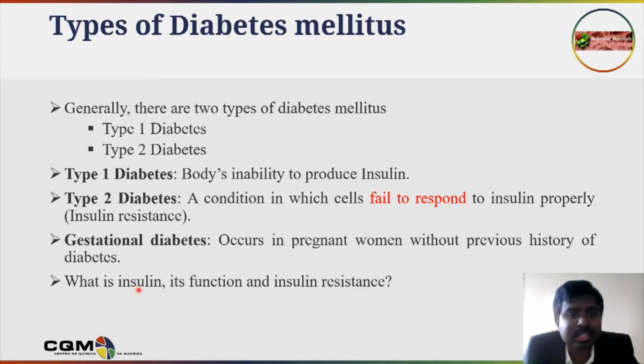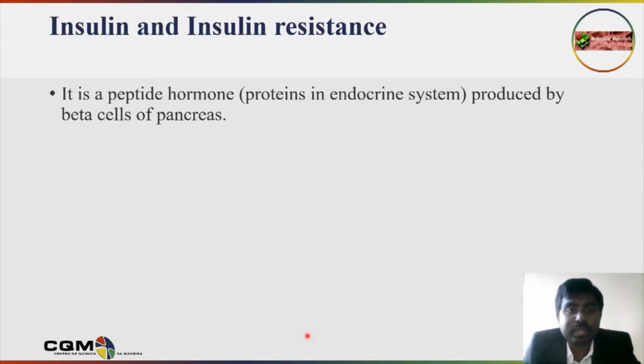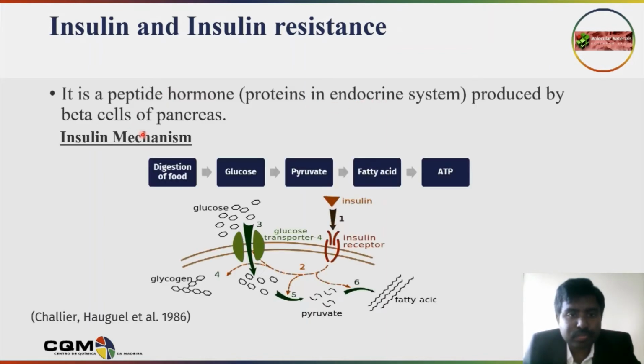So what is insulin, its function, and insulin resistance? We will see in the next slide. Insulin is a peptide hormone, a protein in the endocrine system produced by beta cells of the pancreas. This figure shows the mechanism of insulin. As I said before, after you intake your food, it goes to the digestive system. In the intestine, it gets digested and converted into glucose, and it is taken to all the cells of the body through blood.